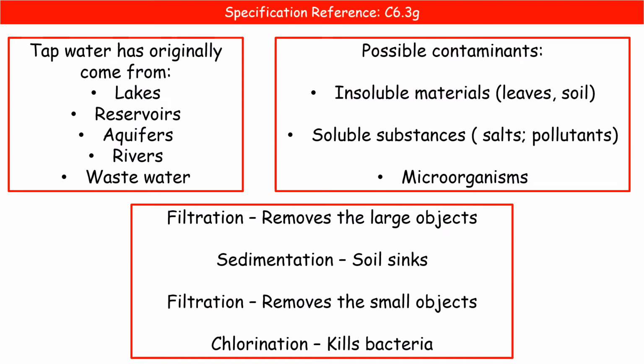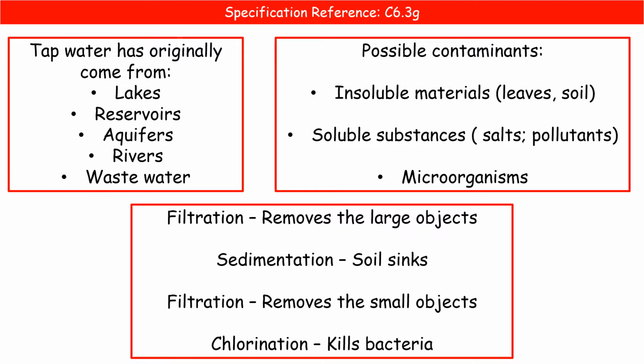What we're going to do then is have a look at how we actually make water suitable for drinking. So, first thing, where does tap water come from originally? Before it ends up in our taps and the pipes that lead to them, it will come from lakes, reservoirs, aquifers, rivers, and even wastewater. That has been a nice easy question in the past where they're just literally asking you a one marker, where does tap water originally come from? Any of those gets you the mark there.